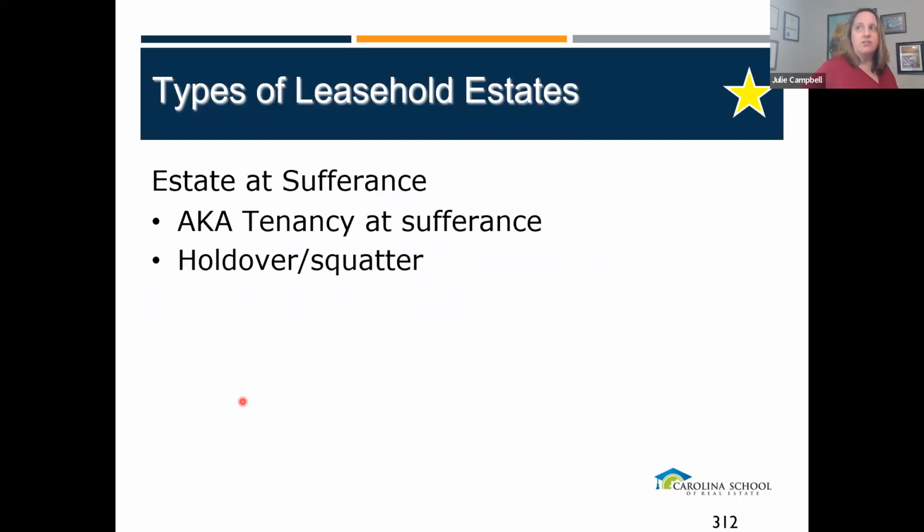And then the last leasehold estate we have is an estate at sufferance, also known as a tenancy at sufferance. Estate at sufferance, somebody is suffering. Who's suffering? The landlord, because they got a dang tenant that will not leave. The tenant probably started with permission to be there. It probably maybe even started as an estate for years. The lease ended, the tenant refused to leave. You guys ever heard of squatters? The landlord is suffering.